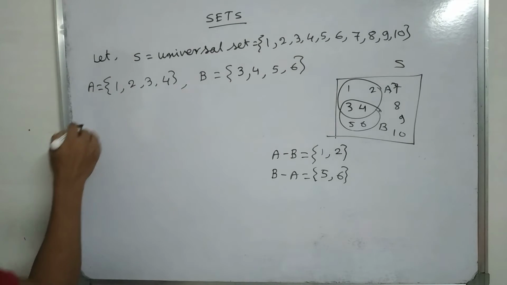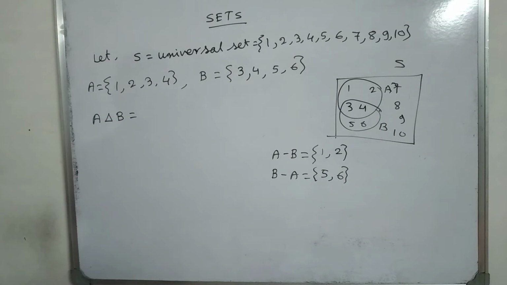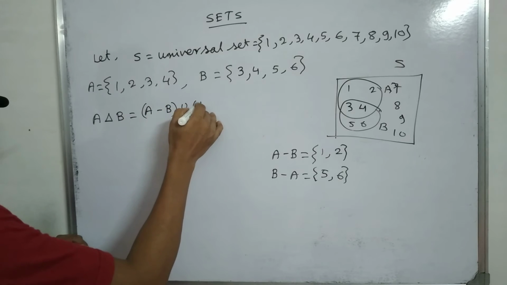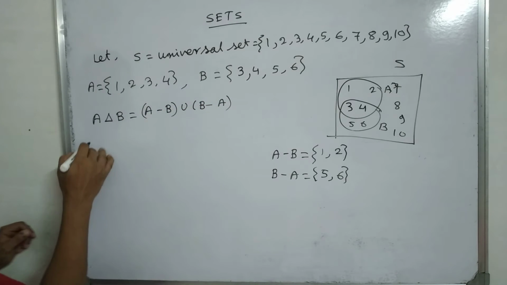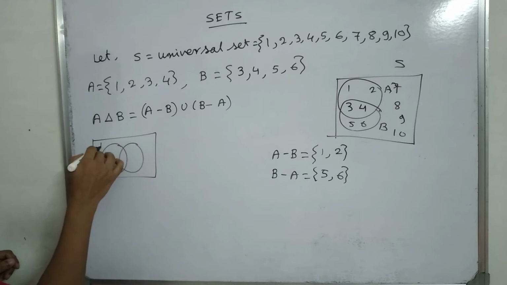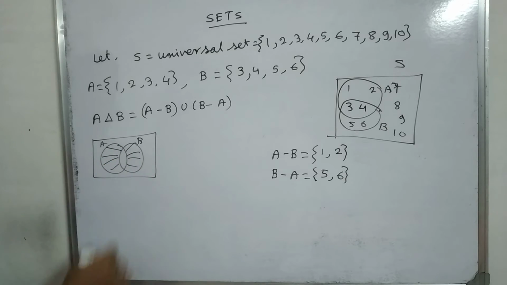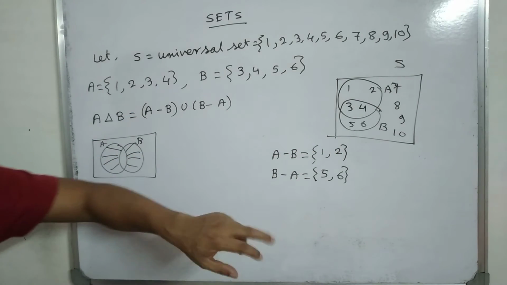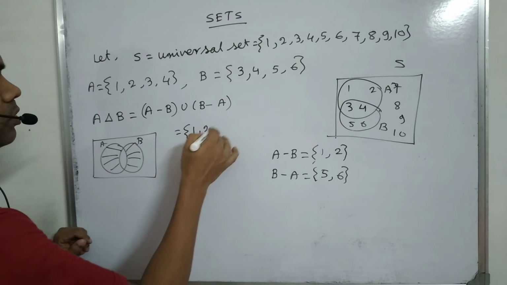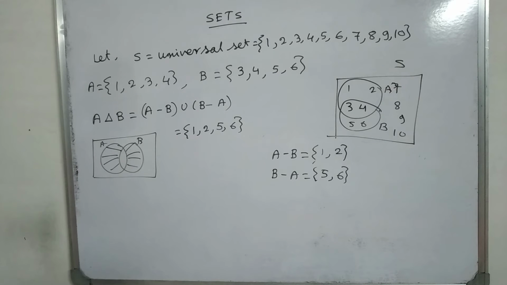Then A difference B. A difference B means A minus B union B minus A. By the Venn diagram, this is A, this is B. A minus B is this one and this one. That means A minus B is 1, 2 and B minus A is 5, 6. So 1, 2, 5, 6. This is A difference B.